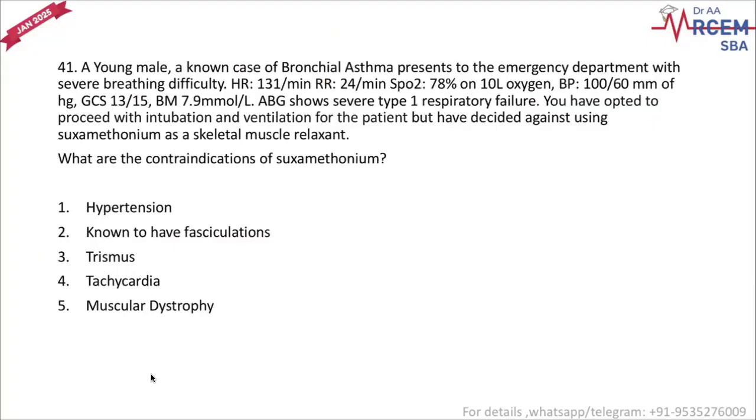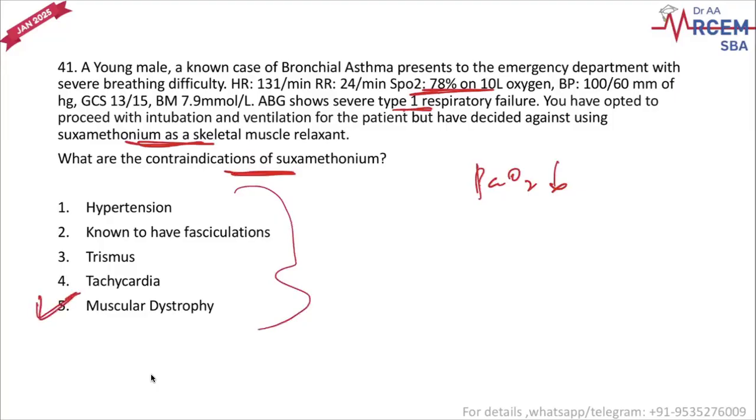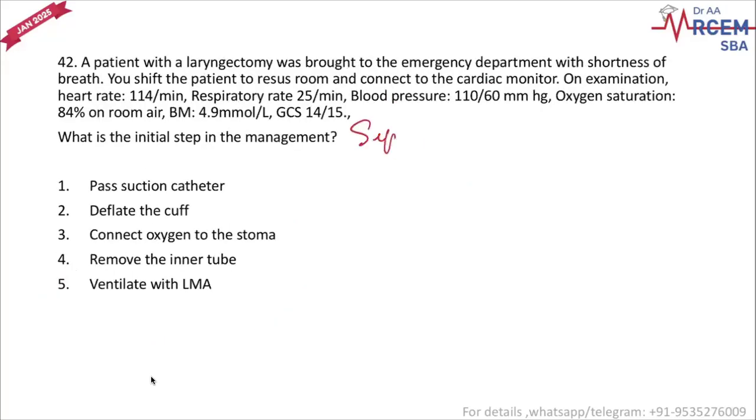Young male, a known case of bronchial asthma presents to the ED with severe breathing difficulties and his oxygen levels are very much on the lower side in spite of connecting 10 liters of oxygen. Rest of the parameters seem fine. ABG shows type 1, that is PaO2 values on the lower side. You opted to proceed with intubation and ventilation, but have decided against using suxamethonium as a skeletal muscle relaxant. They're simply asking the contraindication for suxamethonium. Out of this, the fifth one is a contraindication for suxamethonium because it will cause severe life-threatening rhabdomyolysis resulting in hyperkalemia, which can be catastrophic. This one again has appeared in September 24.